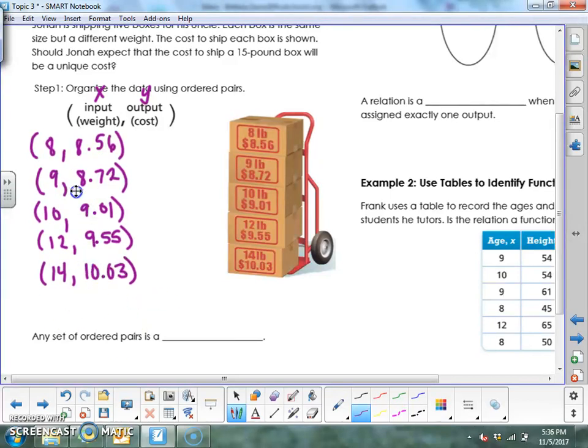Any set of ordered pairs like this where there's an input and output is called a relation. So there just has to be two units that you're talking about. Are we talking about weight and cost, distance and time, those types of things? So that's a relation.